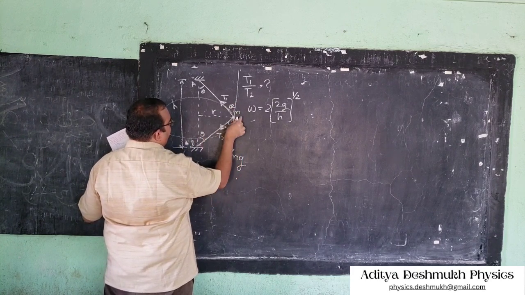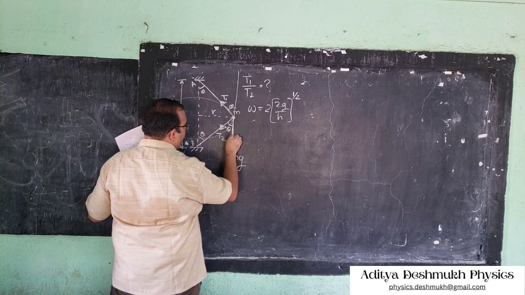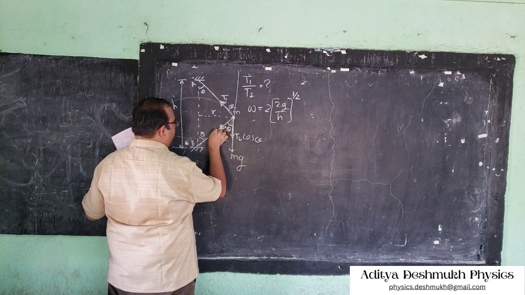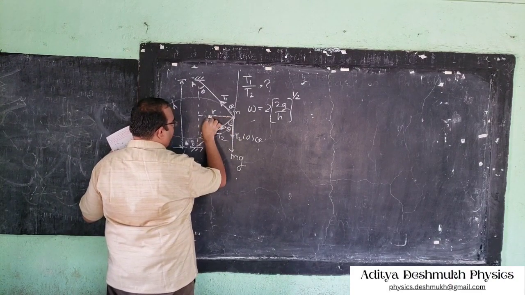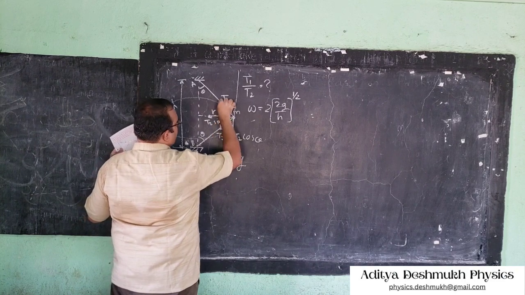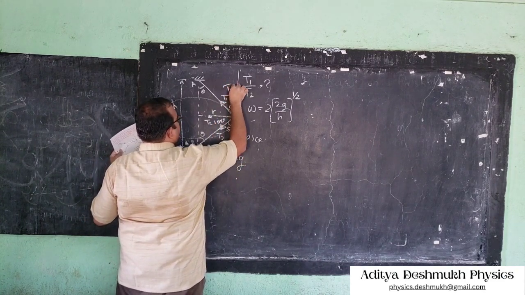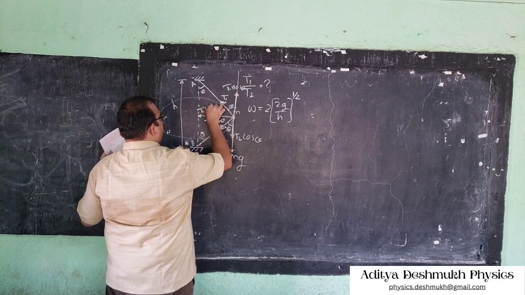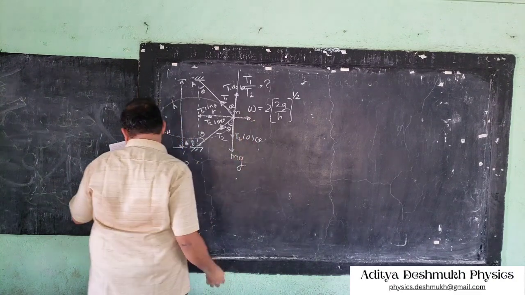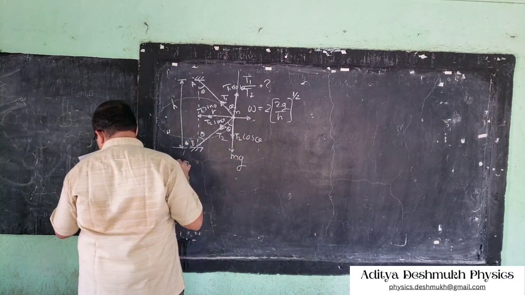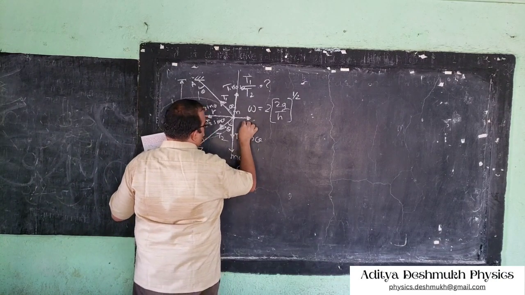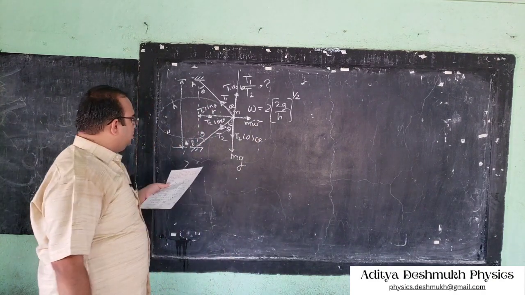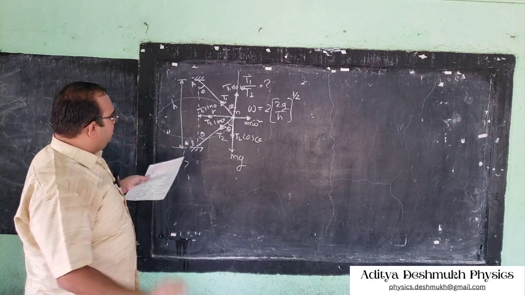If I resolve T1, T2, then this will be T2 cos theta, and this will be T2 sin theta. Similarly, this will be T1 cos theta, and this will be T1 sin theta, and radially outward will be my centrifugal force, which will be equal to m r omega square. So I have resolved all the forces along the x and y directions.